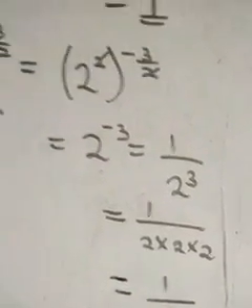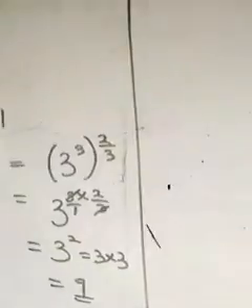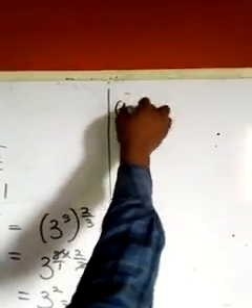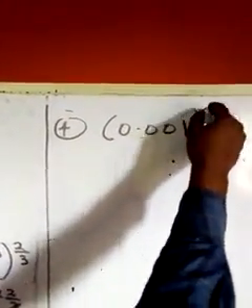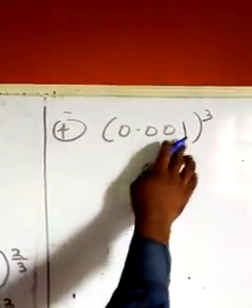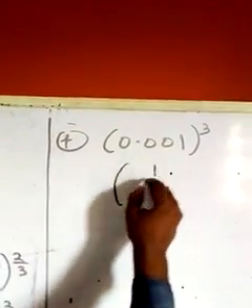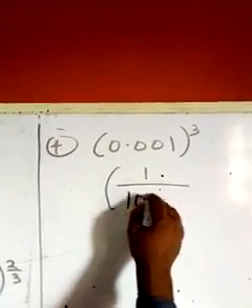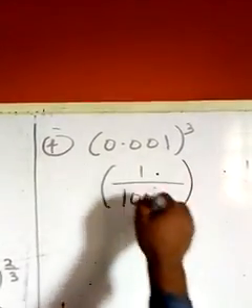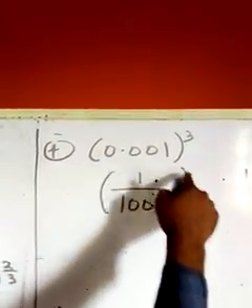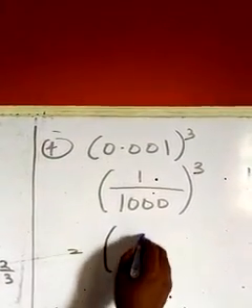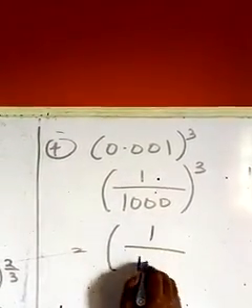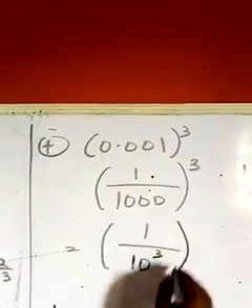Now let's go to the fourth one. The fourth question says 0.001 raised to the power 3. Now 0.001 is written as what? Convert it to fraction. It's written as 1 over 1,000. Now continue. 1 over 1,000 is written as what? 10 raised to the power 3 gives us 1,000.